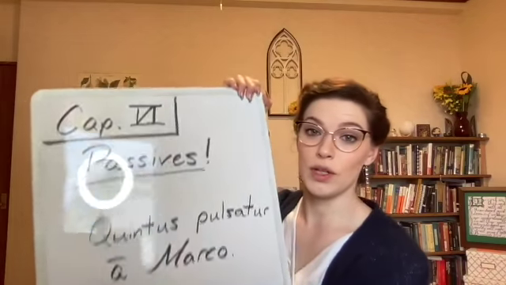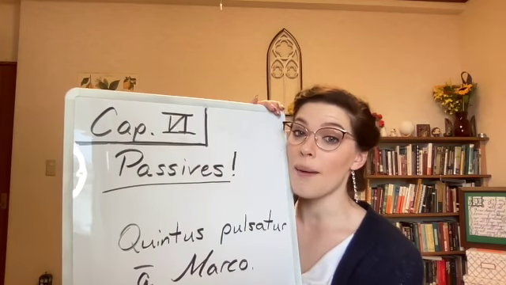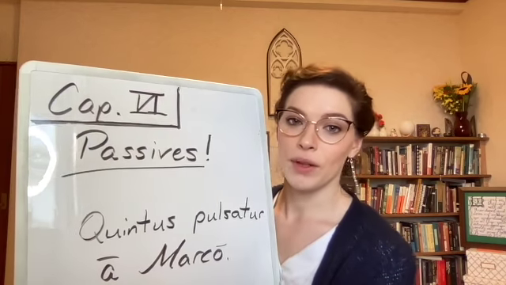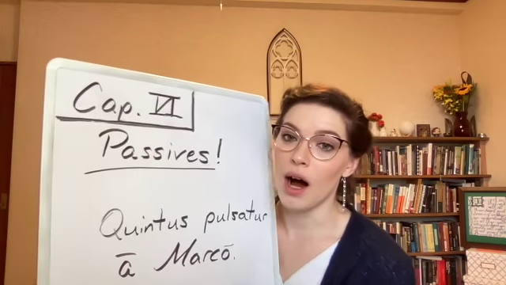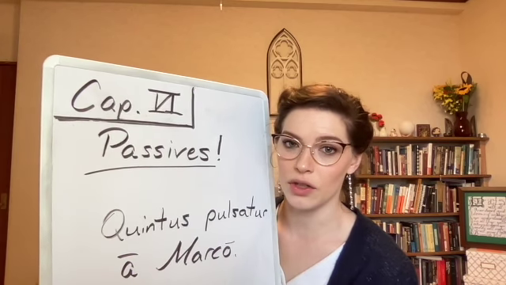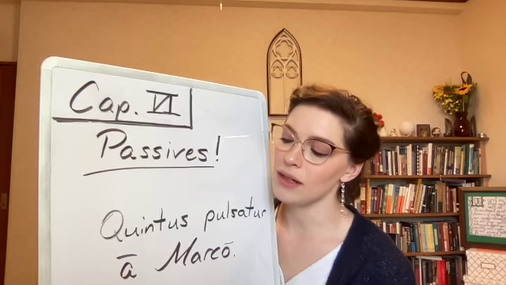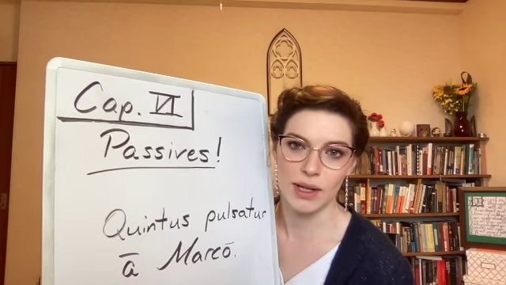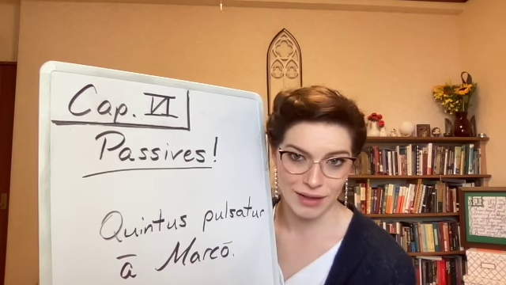Okay, so our sentence is Quintus pulsatur a Marco. I should technically put that right there. Okay, Quintus pulsatur a Marco. Now this is passive. I want you guys to translate it into English for me. If we were doing active, it would be Marcus pulsat Quintum: Marcus punches Quintus. However, it's passive.